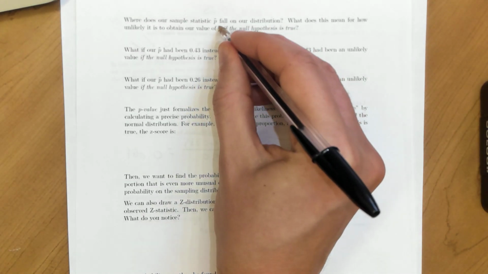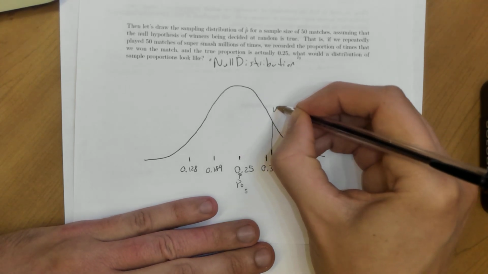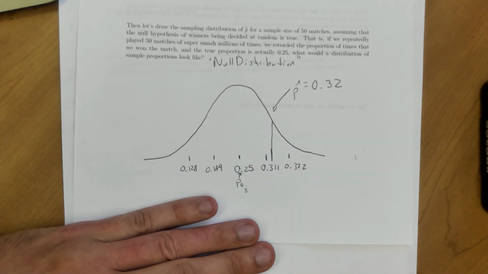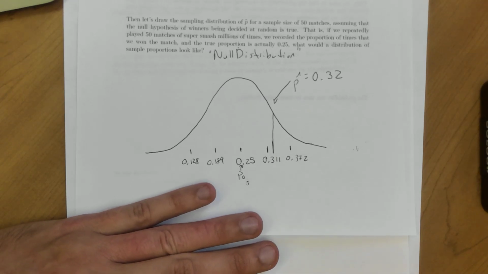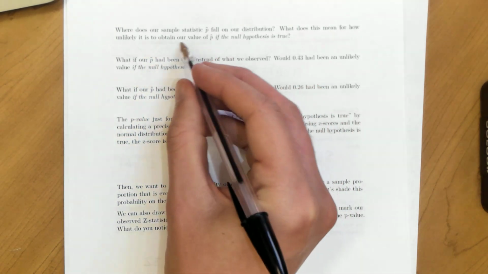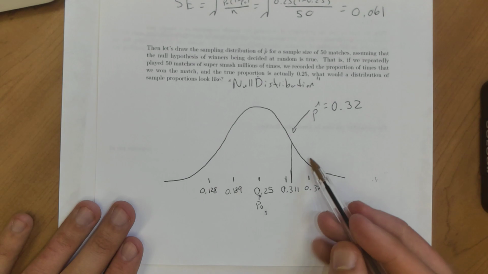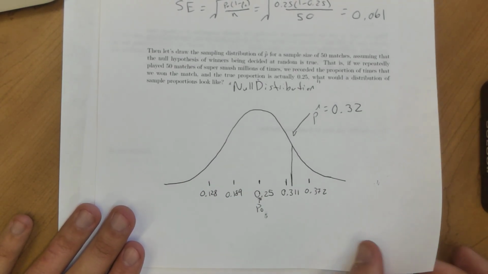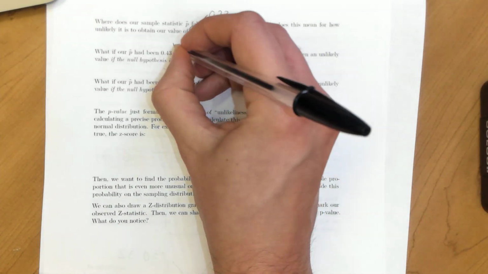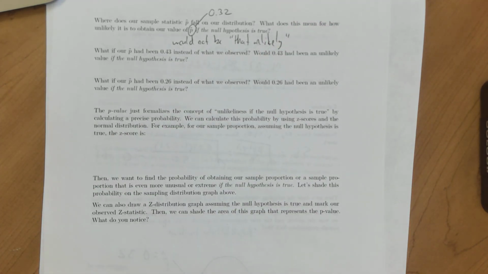So where does our sample statistic p hat fall on that distribution? Well, I'm going to flip back and I'm actually going to mark it. So remember, p hat was 0.32. It was the 16 divided by 50. So that is where our observed sample proportion falls. Then, answering this question, how unlikely is it to obtain our value of p hat, which again is 0.32, if the null hypothesis is true? Well, it's kind of in the tail, but it's not that far off of this distribution, so it's not that unlikely. And we're being somewhat vague here. So how unlikely? Well, not that unlikely because it's not that far into the tail.